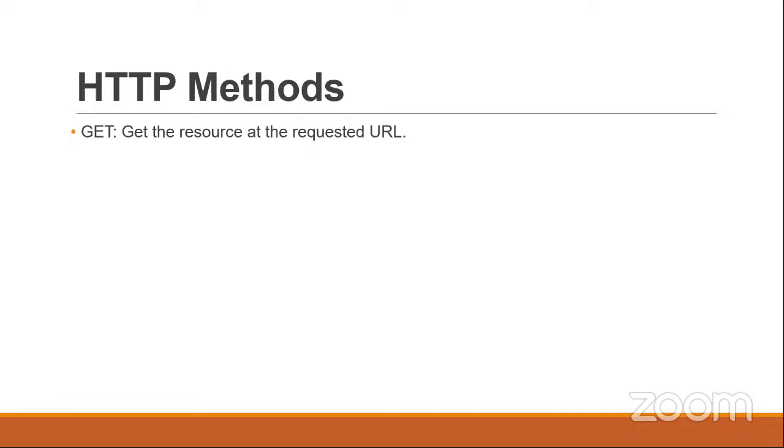So the first method is the get method. Get is a method of the HTTP protocol and it gets a resource at the requested URL. Basically, for getting requested information, we can use this get method. It's not here, don't be confused. Here I have given it as: get the resource at the requested URL. So when you're trying to send some request, in such cases we can use this get method.